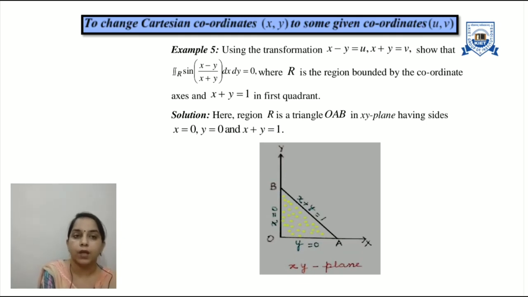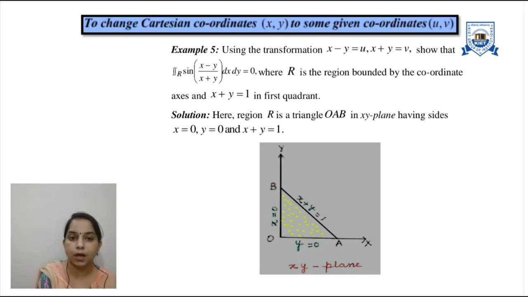Now we come to the general transformation, that is called UV transformation. Why is this called a general transformation? Because this is not some standard transformation. This transformation is determined by us, meaning whoever is designing the problem. So in this problem we have the transformation x minus y equals u and x plus y equals v, and we have to show that the double integration of sin of (x minus y upon x plus y) over the region R, integrated with respect to xy, gives us 0.